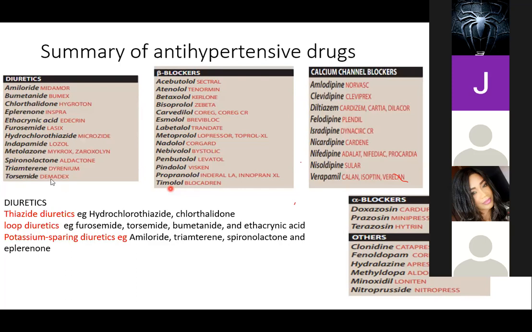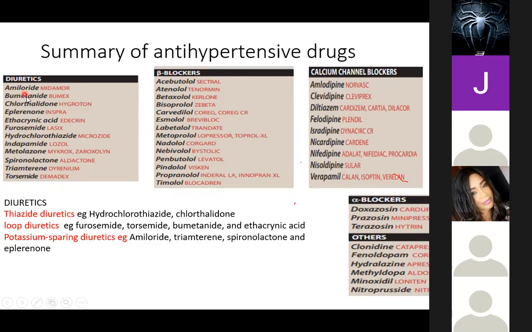Also, we have some diuretics: amiloride, metolazone, spironolactone. So please, these drugs are for diuretics. And remember, I said for treatment of hypertension, the recommendation is to start with diuretics. So you know that. Now with the diuretics, we've got types. We've got thiazide diuretics, we've got loop diuretics, and we've got potassium sparing diuretics.